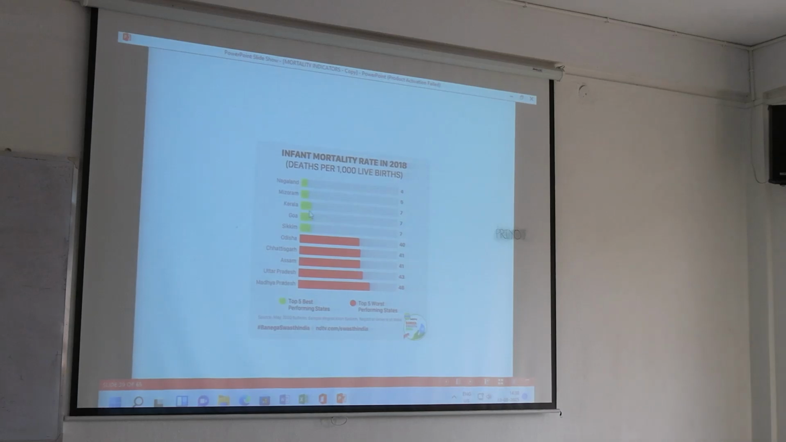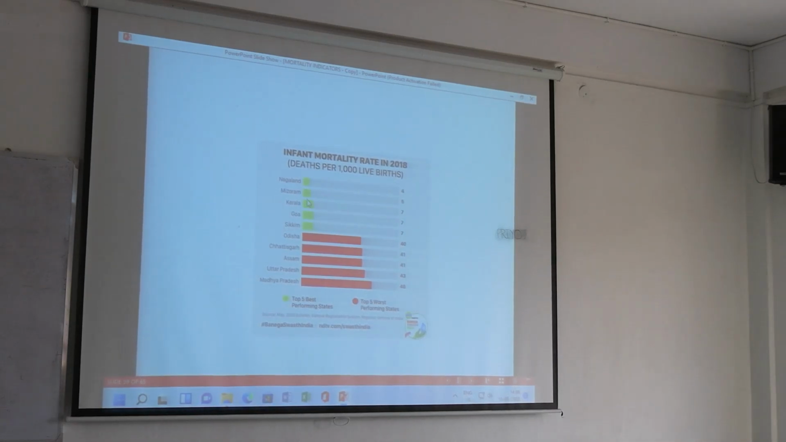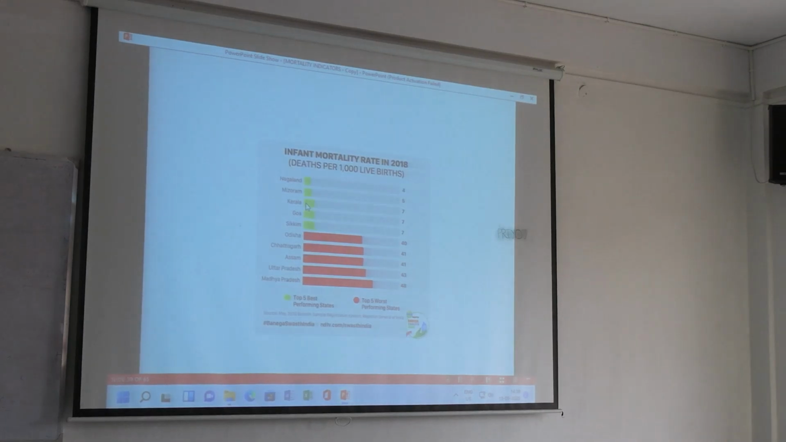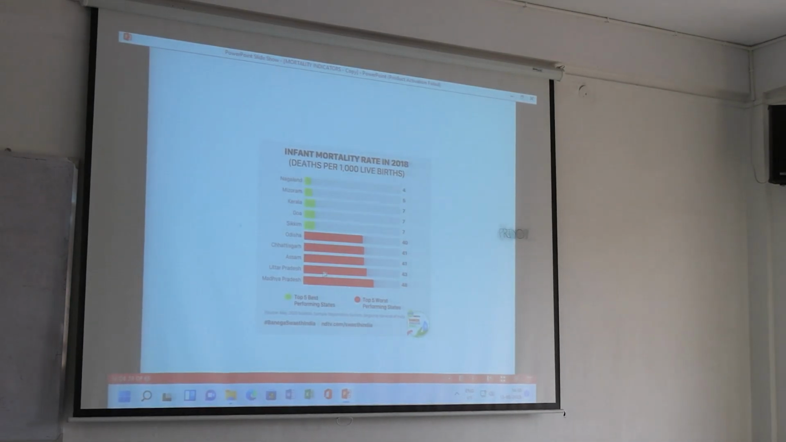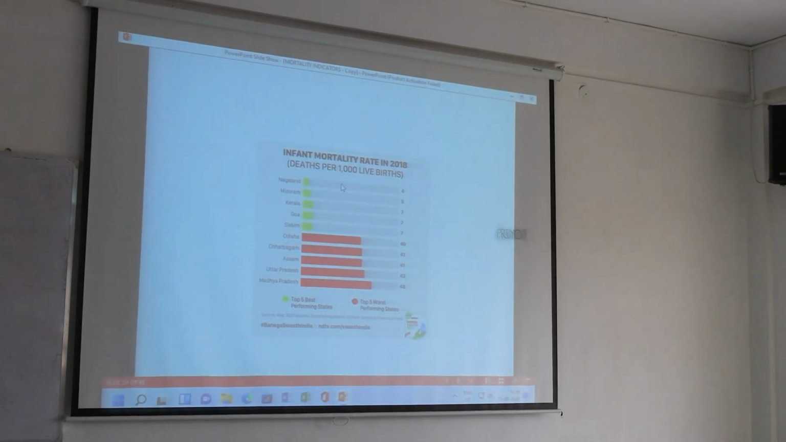If you look at the figures in some states, Nagaland is very small, Gujarat is less. Kerala is a fairly big state, but it has a very low rate. On the other hand, states like Madhya Pradesh, UP, Assam have a very high IMR.